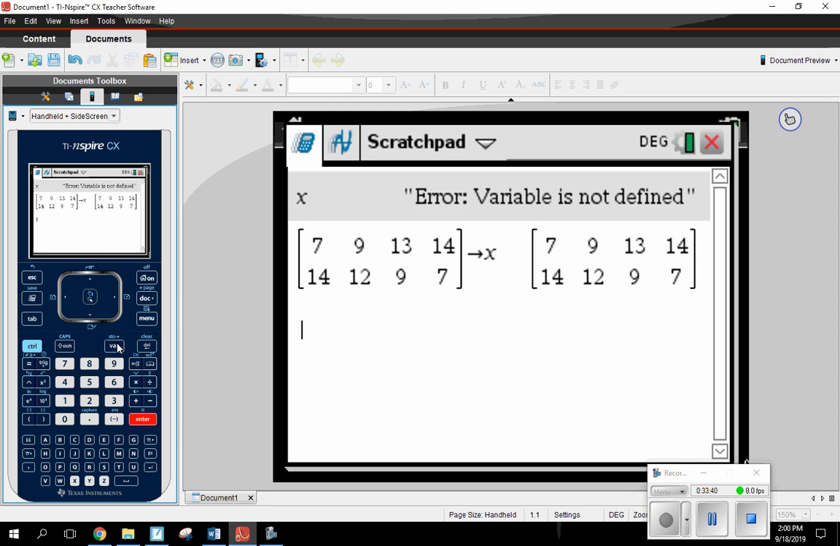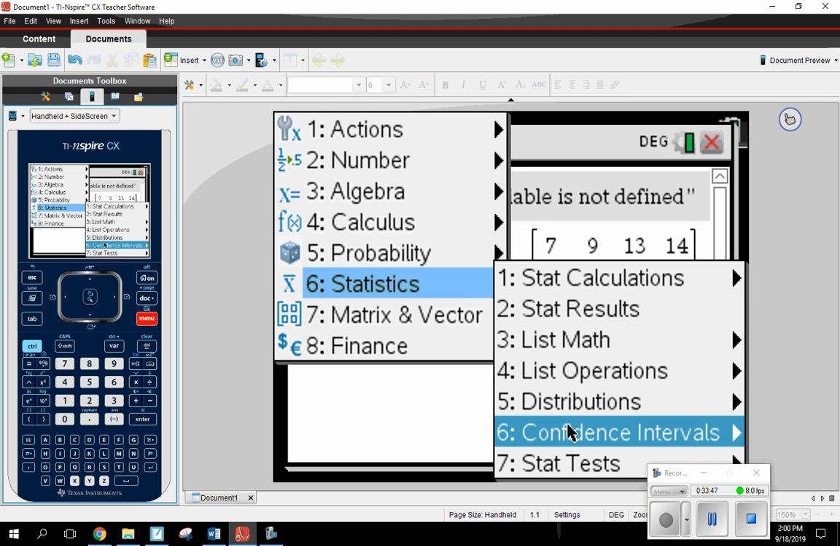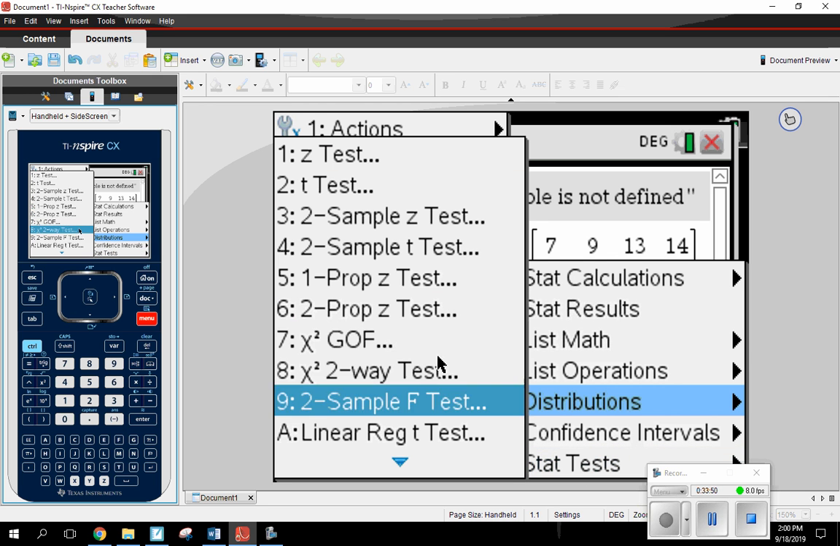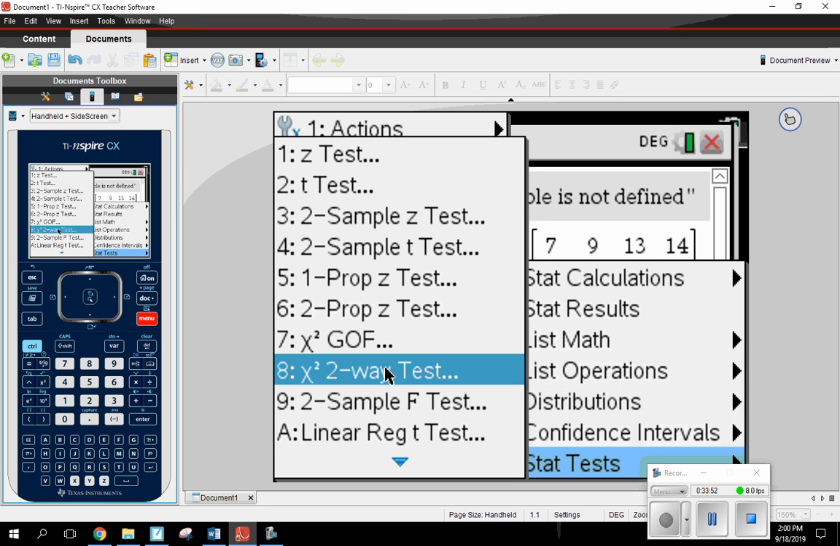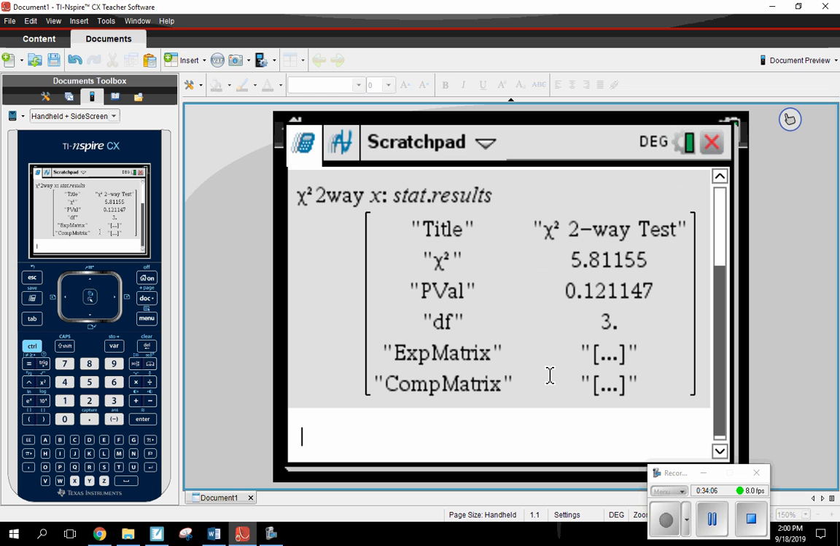Where do I go? Menu. Remember it was statistics. Then I want to go all the way to the bottom, stat tests. There we go. I want the two-way contingency table test. I don't want GOF, goodness of fit. That is a different test. When I choose that, what matrix would you like to look at? That's the one you stored. And it will immediately type all that up. So just a few keystrokes again compared to what you've already seen us do by hand.